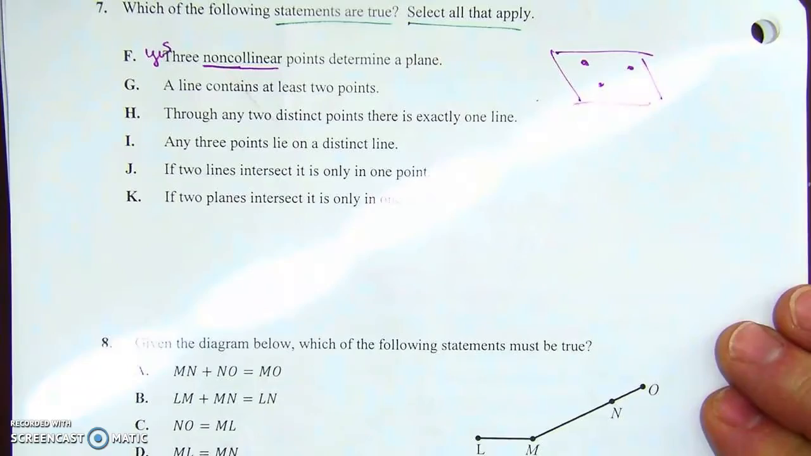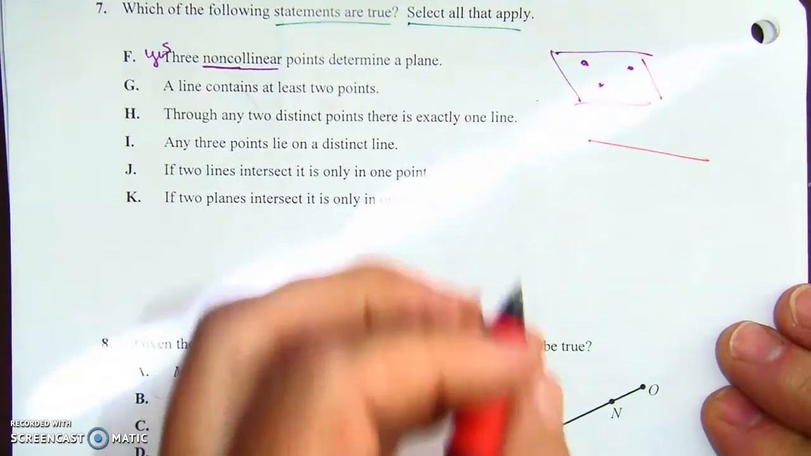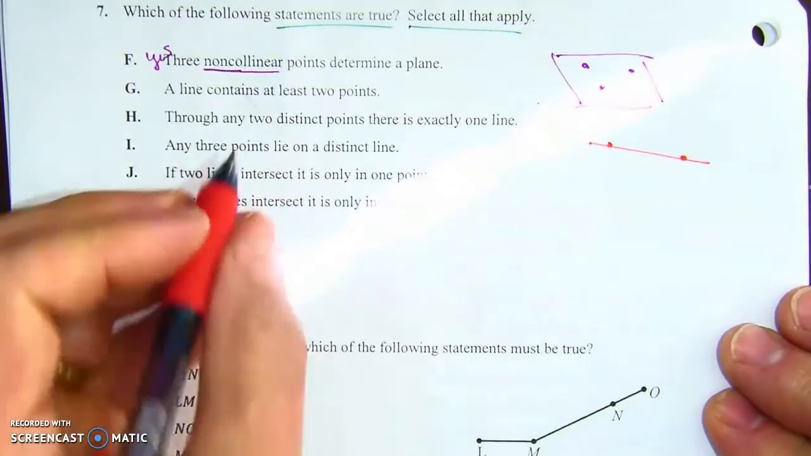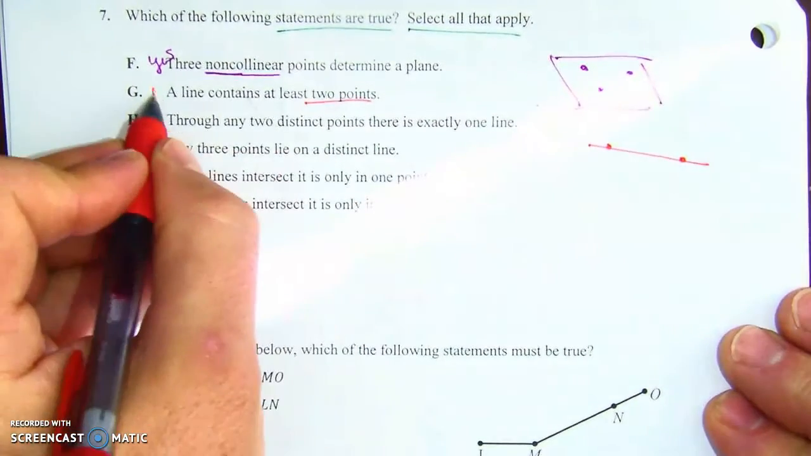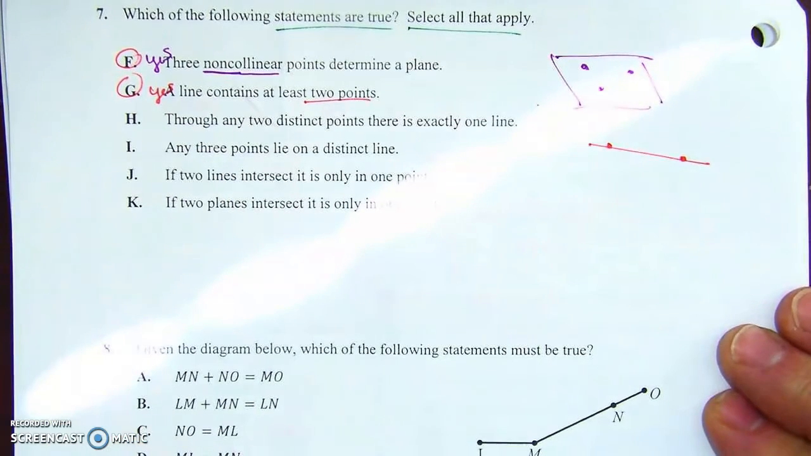Okay, let's look at the next one. A line contains at least 2 points. So if we were to draw a line, in the definition that we learned earlier in the school year, we need to have how many? At least 2. Okay, 2 points. So this one also is a yes. So far, those are our answers that we're going to mark.